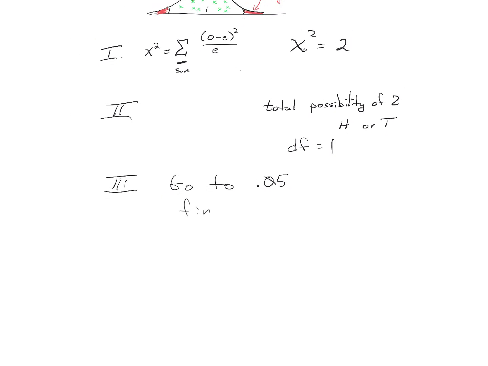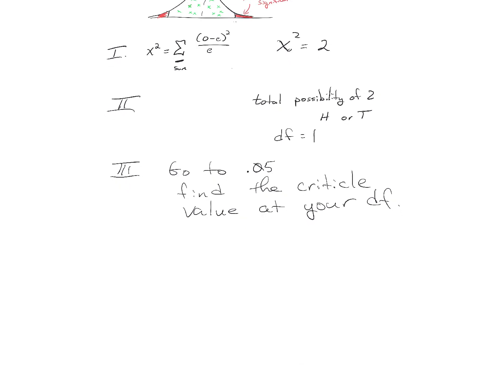Find the critical value at your degree of freedom. That's it. In this example, with the degree of freedom of 1 and the chi-square of 2, the critical value we're going to compare to is 3.841.